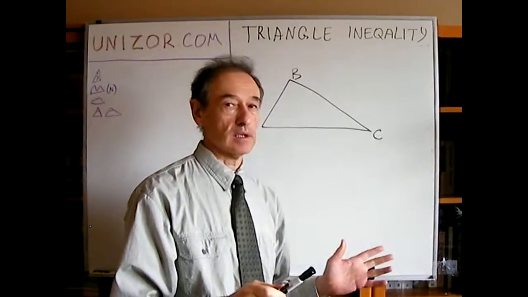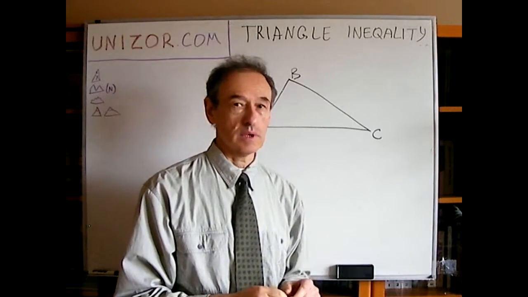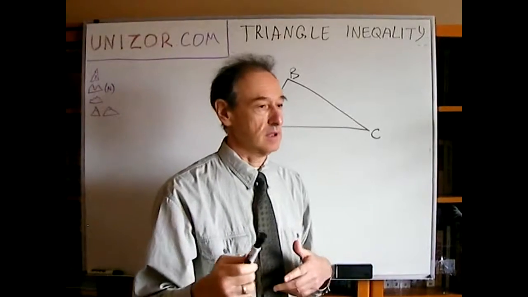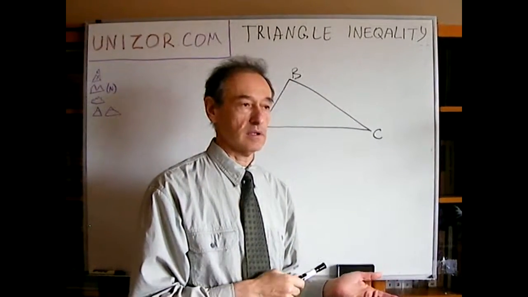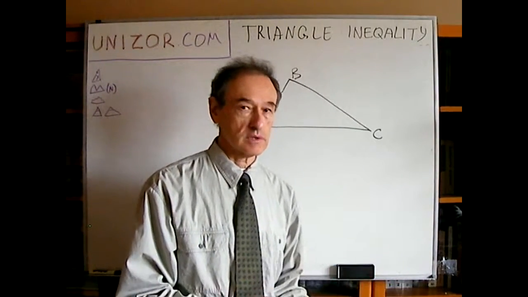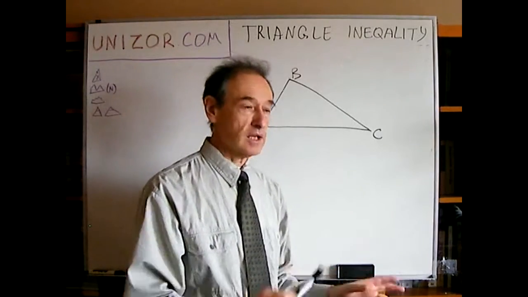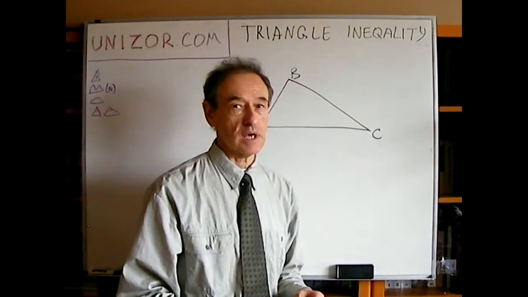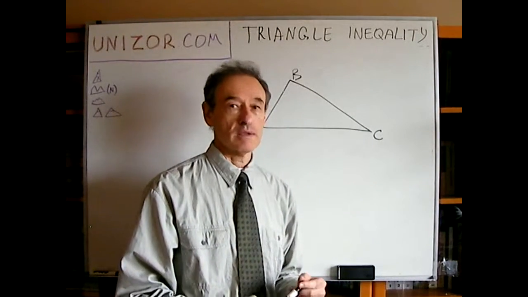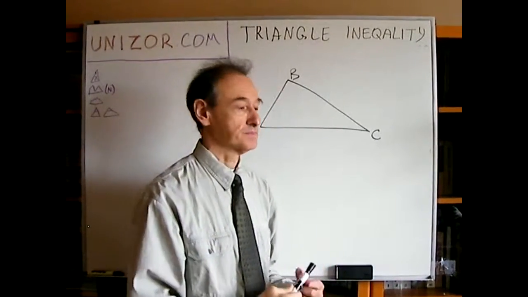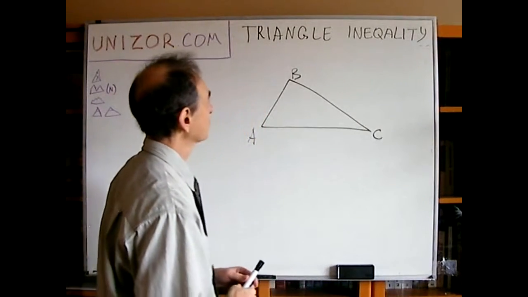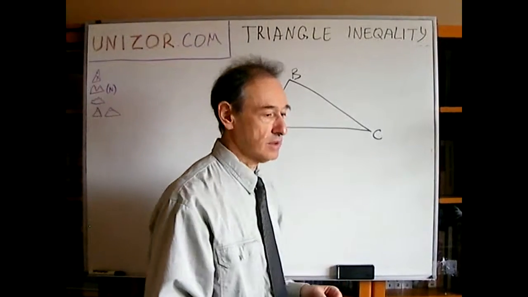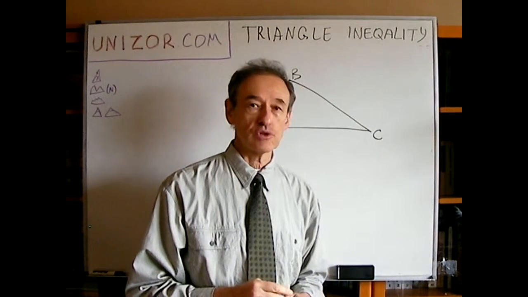So any triangle, whatever the triangle is, acute angle, obtuse angle, right triangle, longer sides, shorter sides, whatever it is, for any triangle, the sum of the lengths of two sides is always greater than the length of the third side. Alright, now, how to prove it? It's actually based on the previous lecture.